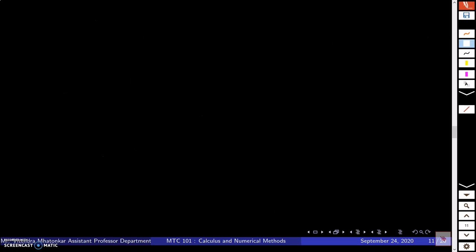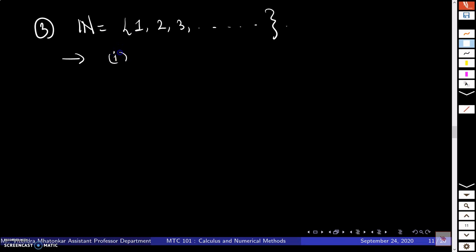Now one more set, the set of naturals: 1, 2, 3, 4, 5, and so on. All these are naturals. Clearly, 1 is a lower bound. So 1 is less than or equal to n for all natural numbers n. So 1 is a lower bound of N.